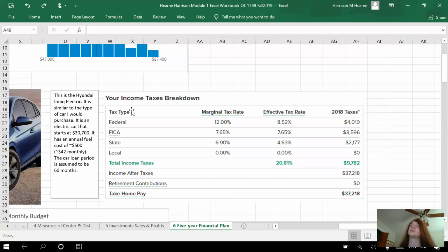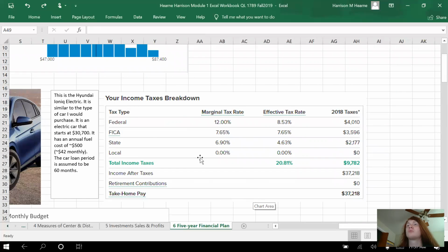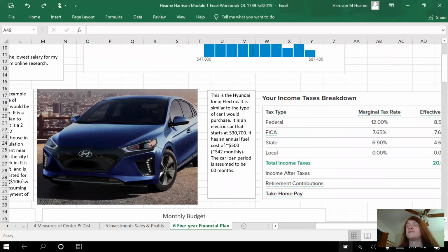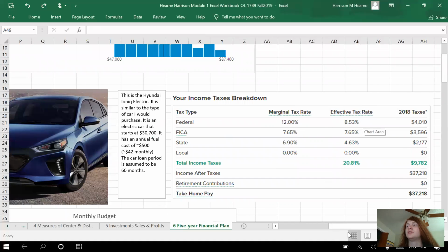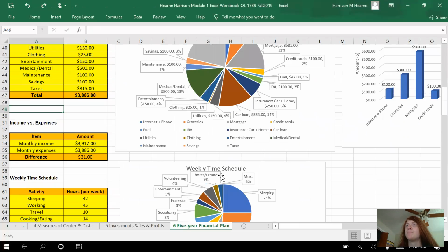This helpful income tax breakdown is available online. If you just Google income tax breakdown or income tax calculator, you will be able to find either this one or something quite similar to this one that will help you determine the effective tax rate, which can be tricky to determine by hand. So we covered the budget.